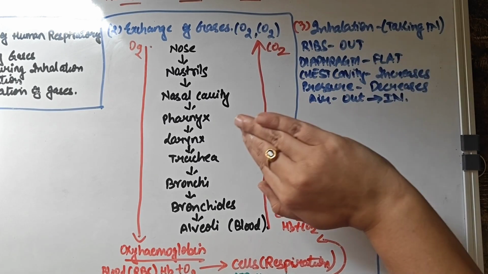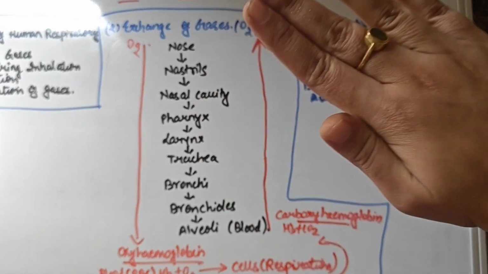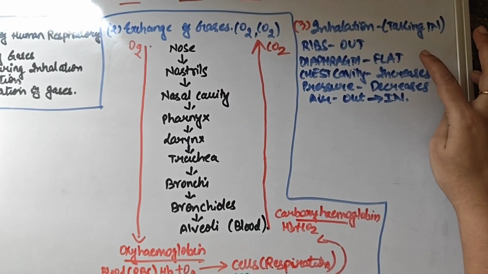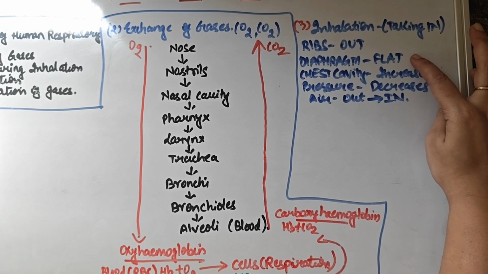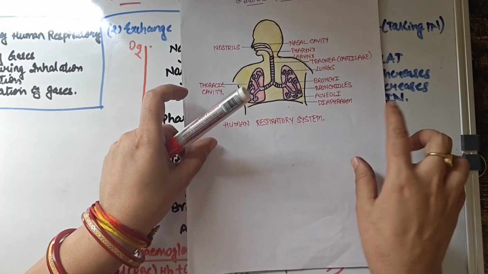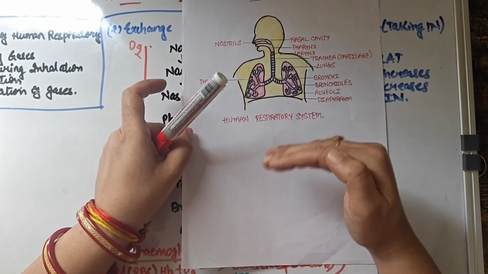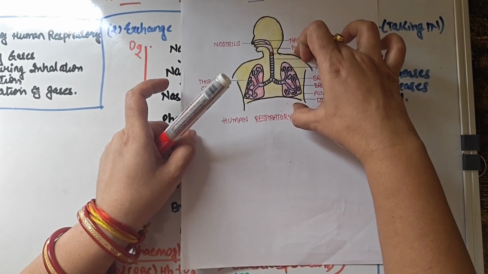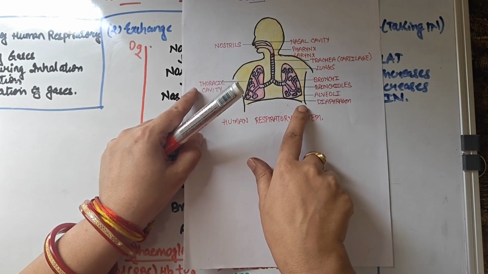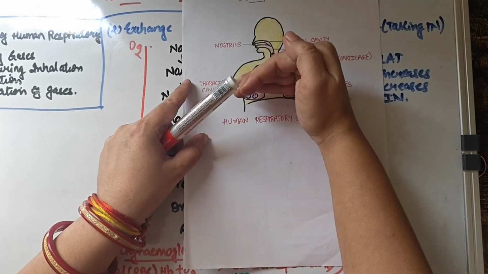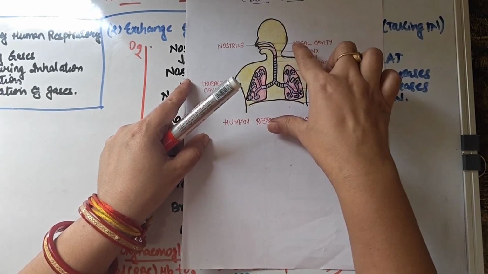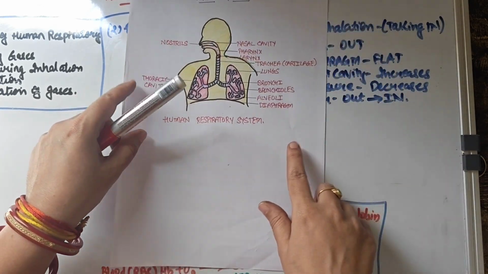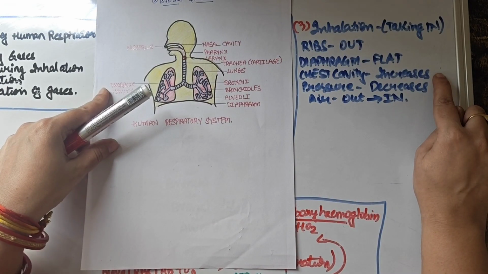The diaphragm, which was normally dome shaped like this, is going to become flat. Now once the diaphragm becomes flat, as you can see from here, what will happen? The chest cavity here is going to increase in size. This is very obvious because here is the diaphragm, here it is dome shaped, but if it becomes flat, the size of this chest cavity is going to increase, right? So the chest cavity will increase in size.